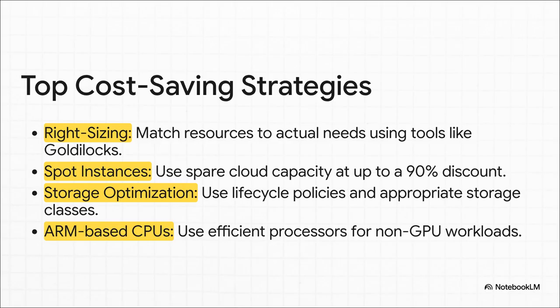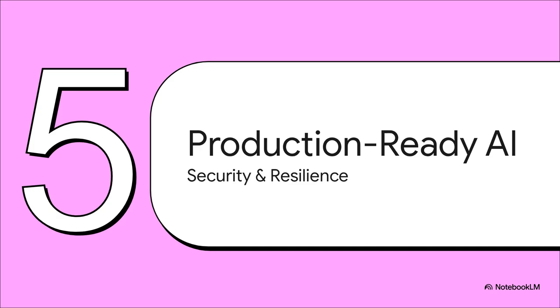Okay, so for the final piece of the production puzzle, it's not enough for your AI to be fast and cheap. It also has to be production ready. And what does that mean? It means it has to be secure. It has to be highly available. And it needs to be resilient enough to handle things when they inevitably go wrong. Let's see how Kubernetes nails this.